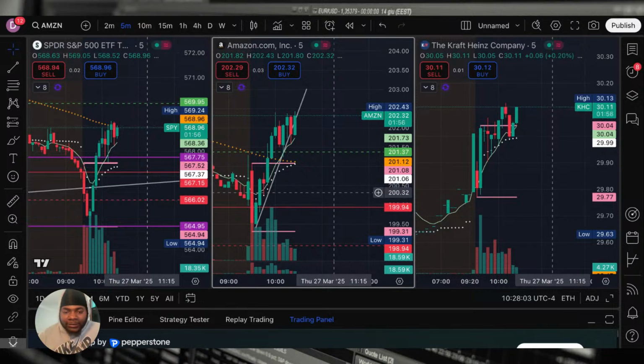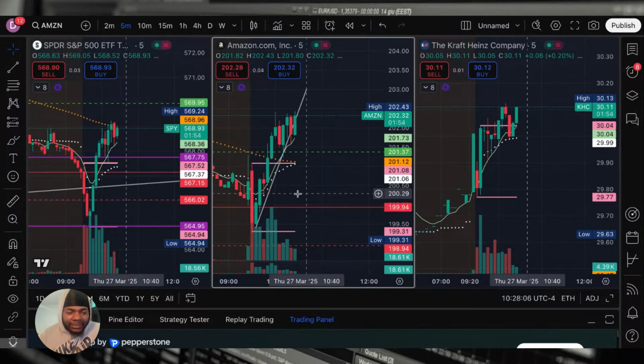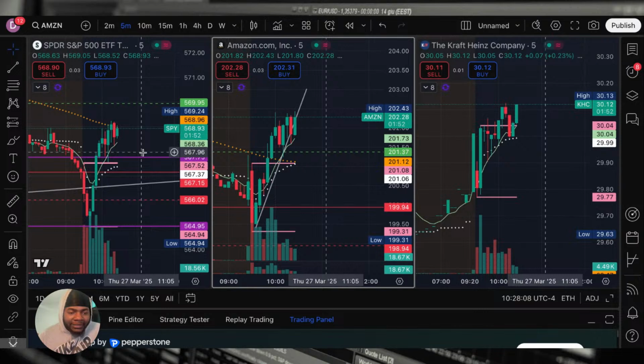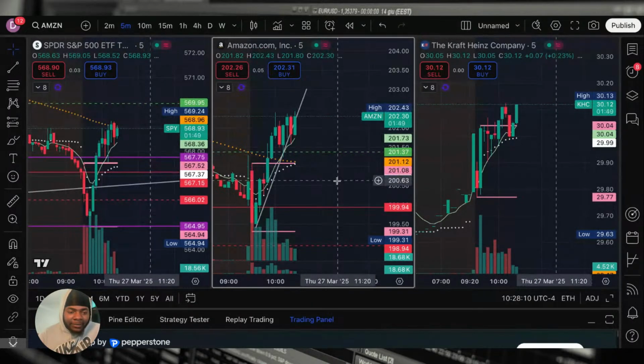I'm up 2% on Amazon. I want to see this take off. We need SPY to get above this 200 right here. This is what's holding Amazon right now. I'm up 2% though.